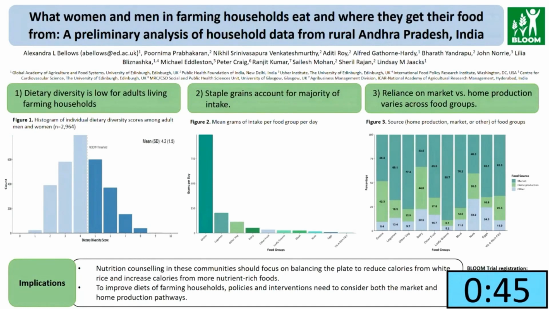The data from this study was from the Bloom study, which is an ongoing agroecological program in Andhra Pradesh. And at baseline, we found that dietary diversity is low for both men and women living in farming households, that the majority of calories came from refined grains, particularly white rice, and that the reliance on markets versus home production varied across food groups for both men and women. If you would like to hear more, please visit my poster at poster 22. Thank you.